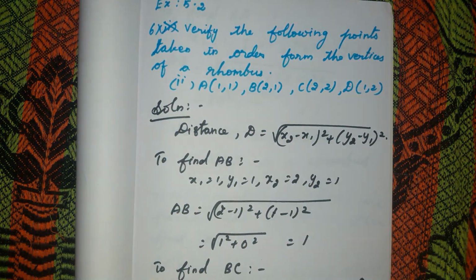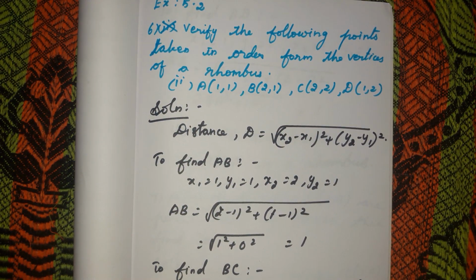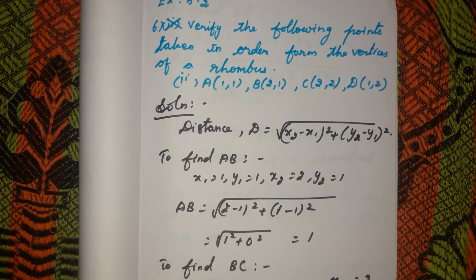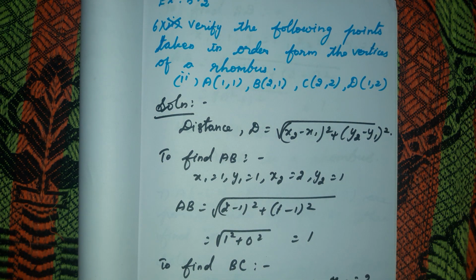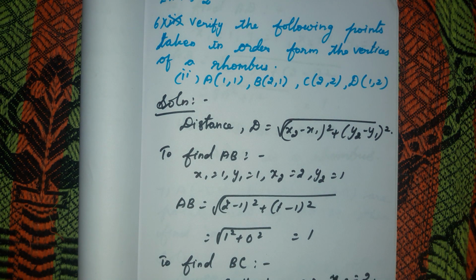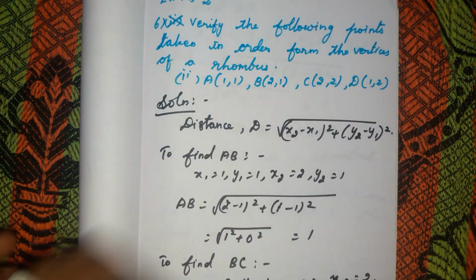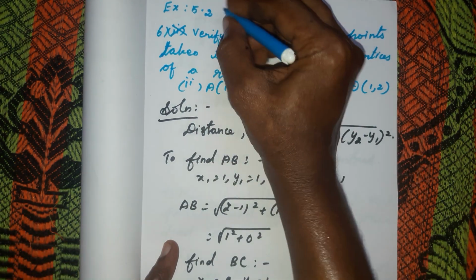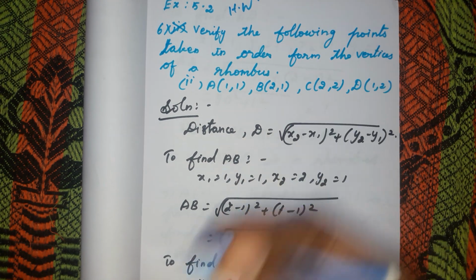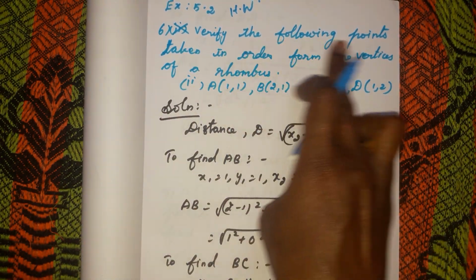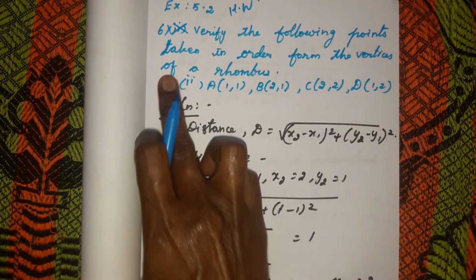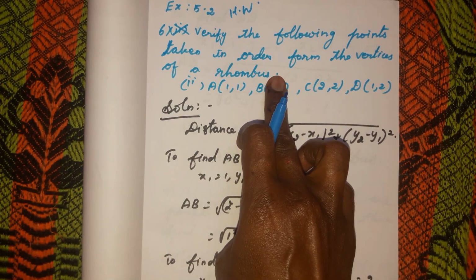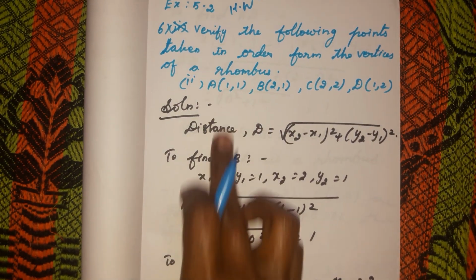In the previous class, I gave some problems as homework. Have you all completed? Okay, students, take your homework note and check the answer. First, exercise 5.2, sixth problem. Verify the following points taken in order from the vertices of a rhombus. The first problem we have already completed.